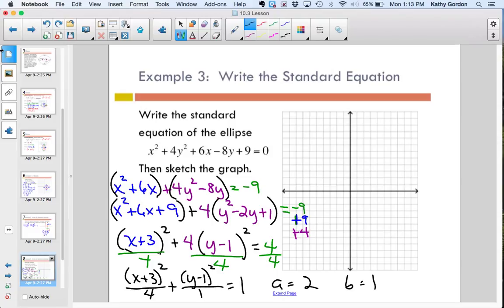Just need to make that bigger again so I can actually put this stuff in here. So center is at -3, 1. Right about there. And now I'm going to go a for 2, b for 1. Is this a horizontal or a vertical ellipse? Horizontal, because my a squared is under x this time. So that means 2 to the right, 2 to the left, and then 1 up and 1 down for b. So it's kind of a tiny little ellipse. It looks something like that.